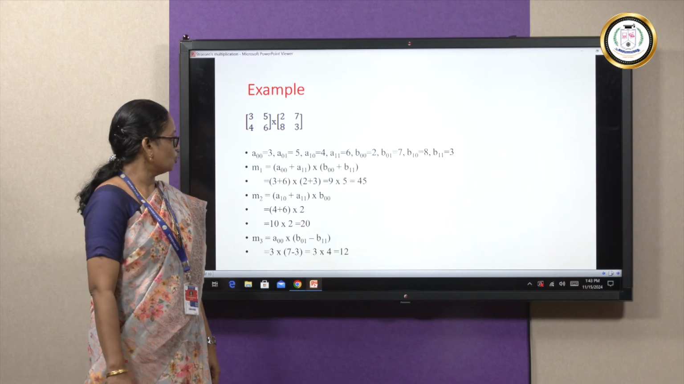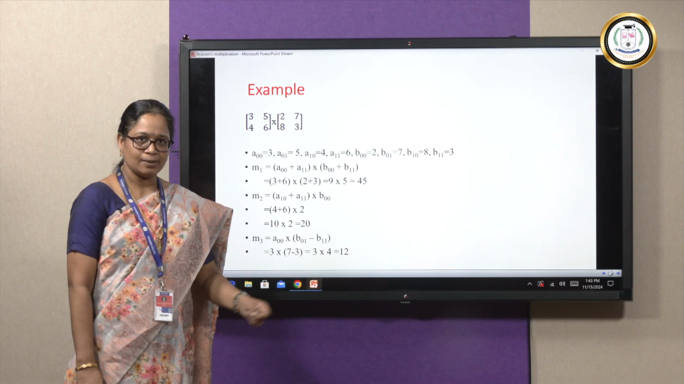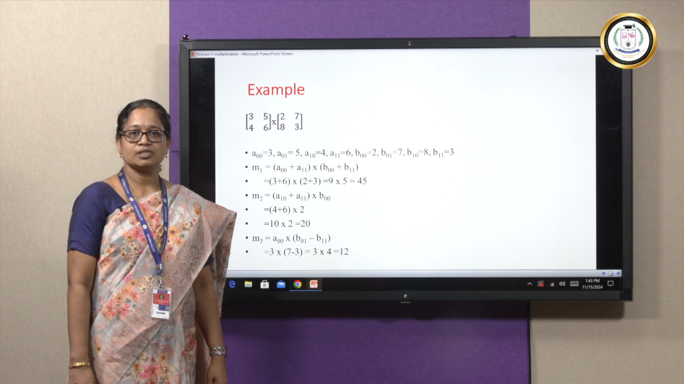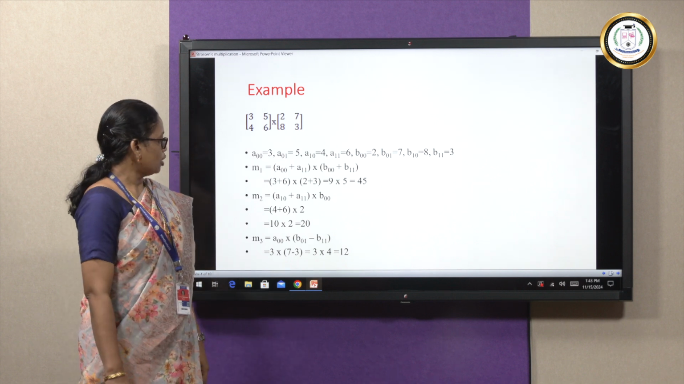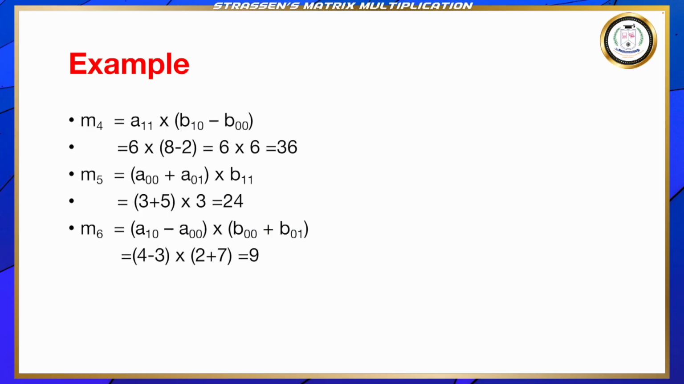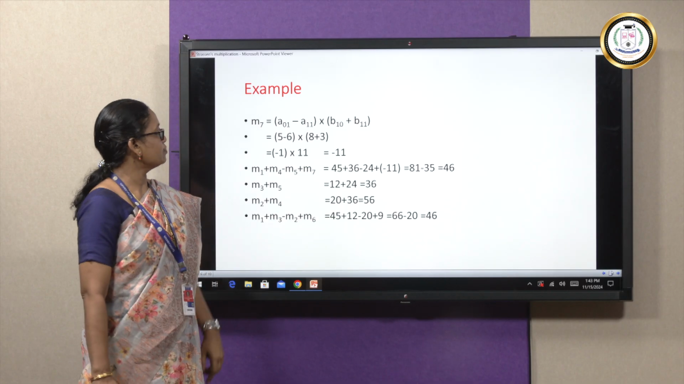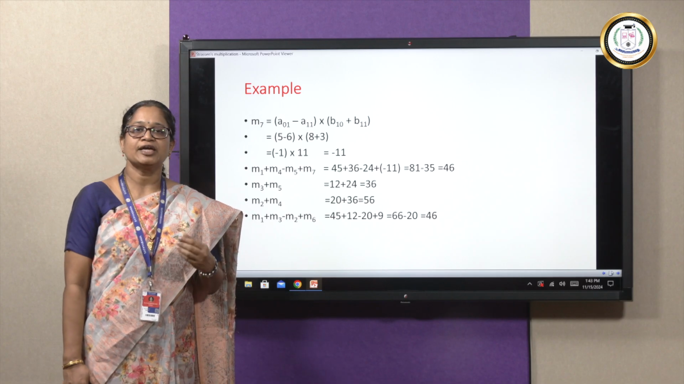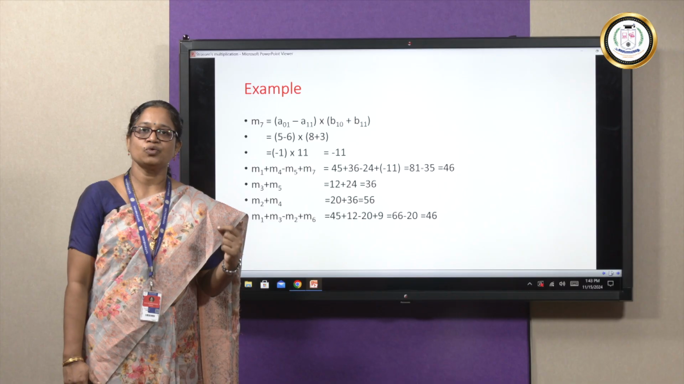M1 equals A00 plus A11 multiplied by B00 plus B11. The values are substituted here, that is 3 plus 6 multiplied by 2 plus 3. So the value is 9 into 5, which is equal to 45. The value for M2 is 20, for M3 it is 12, for M4 it is 36, for M5 it is 24, M6 is equal to 9, and the final value M7 equals minus 11. Thus we have obtained the matrix multiplication results from M1 to M7.